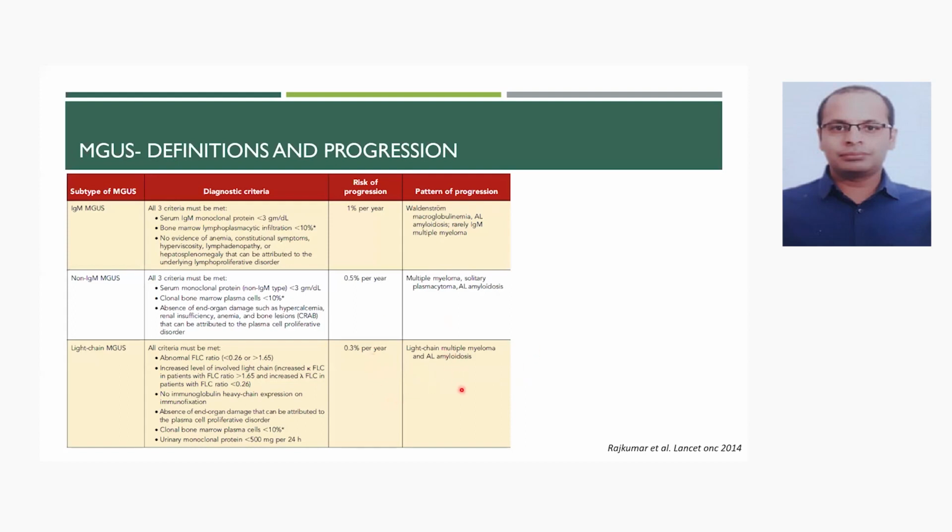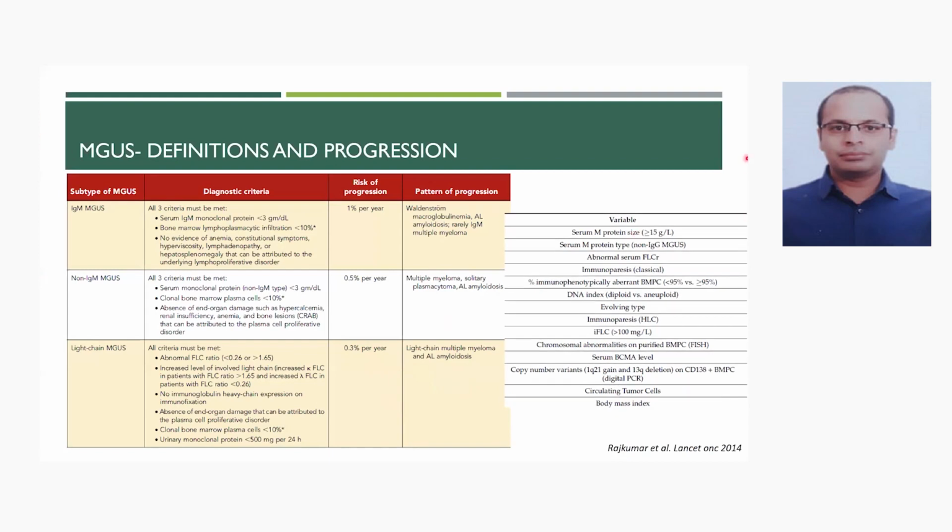There are certain variables which can determine the risk of progression, including the size of M protein, subtype, ratio, immunoparesis, aberrant plasma cells in the bone marrow, DNA ploidy, evolving index, involved light chain ratio if it is very high, and so on and so forth.